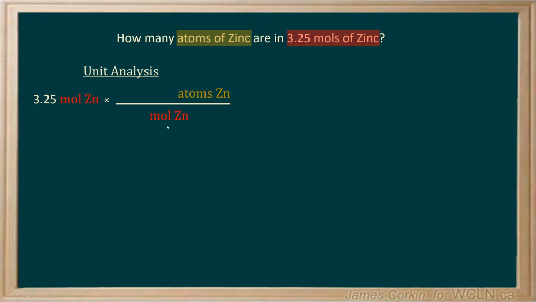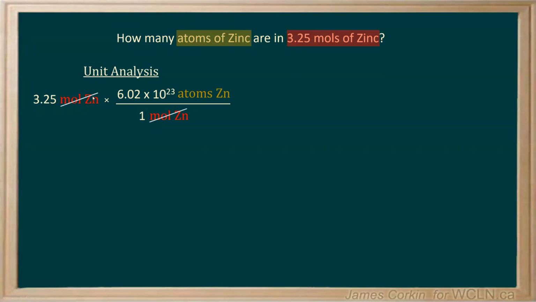So, as you can see, I started by writing down my units and getting them correct. Once you have your units in the correct places, then you can add the numbers that go with those units. So in this case, we're using Avogadro's number. There are 6.02 times 10 to the 23 atoms of zinc for every 1 mole of zinc. Once everything's set up, then you can go to using your calculator.